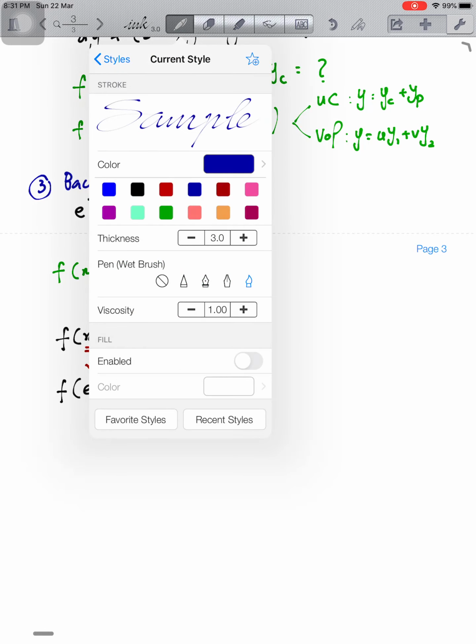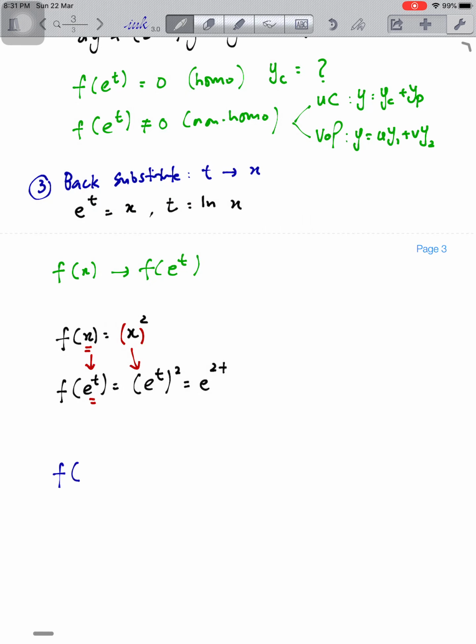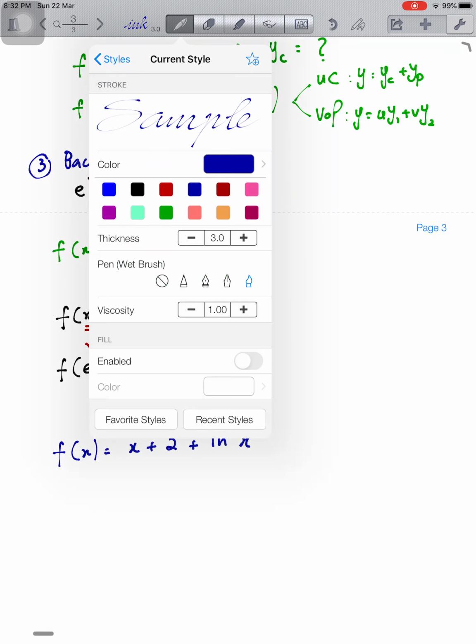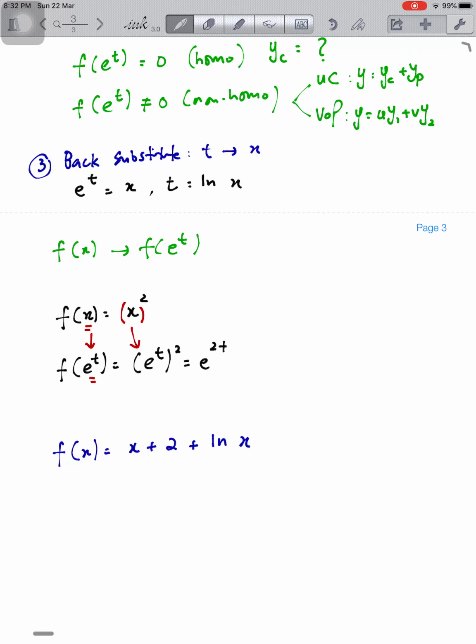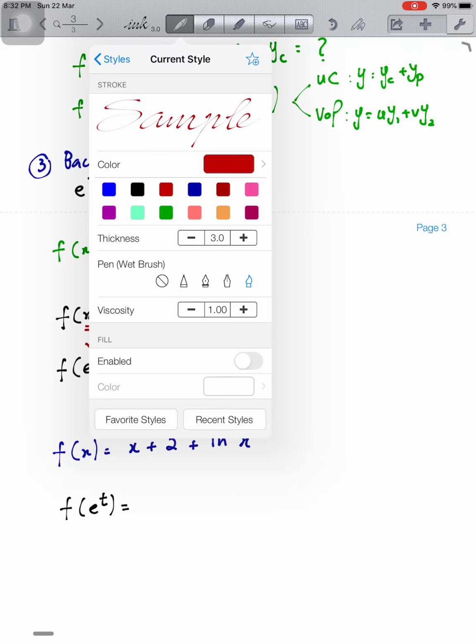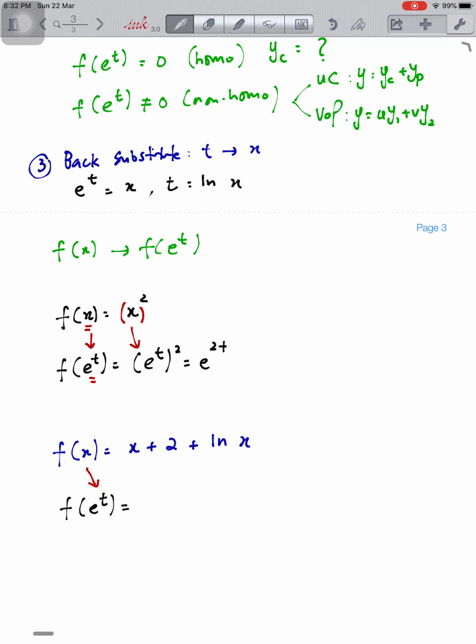Let me show you one more. For example, let's say f of x is equal to x plus 2 plus, so what should I put? Let's say it's going to be a log of x. So let's see what happens. There's still going to be the same idea. I will be converting this to f of exponential of t. So whenever I come across x in the equation, that will be replaced by exponential of t. So let me highlight all the places with the x.